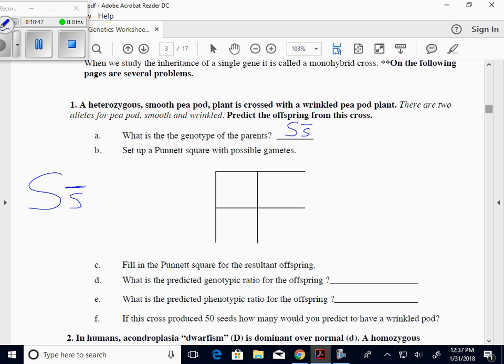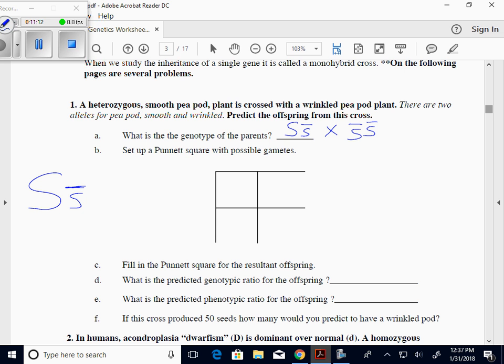What's the other parent? It says a wrinkled pea pod plant. What would the other parent be? Two lowercase s's. So I have lowercase s, lowercase s. Once again, I put the bar over the top so we know.